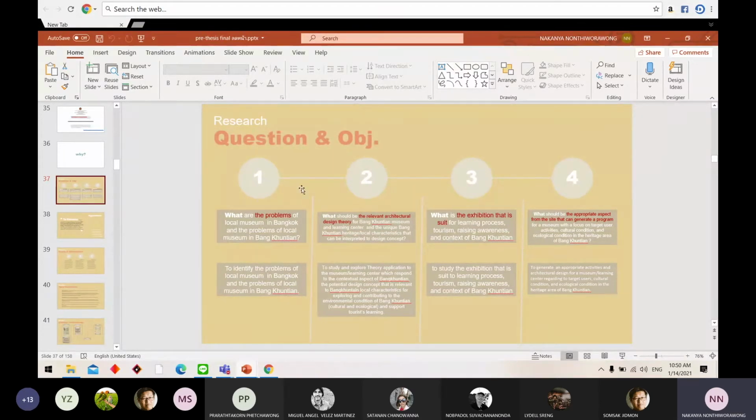So my research question and objective: the first one is, what are the problems of the Bang Khun Thian local museum, and it leads to the second question, what should be the relevant architectural design theory and exhibition design theory, and the last one is the appropriate aspect from the site that can generate a program, because a local museum, from the theory of Mr. Lek Viriyapan, should be something that engages the local people as well.